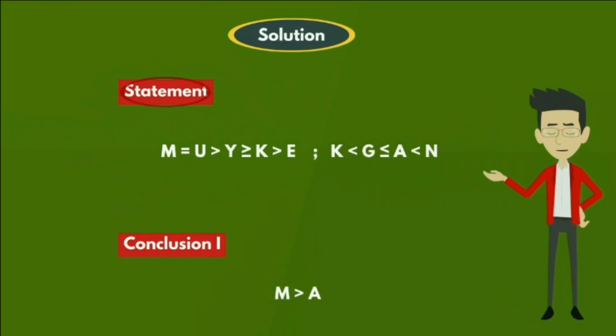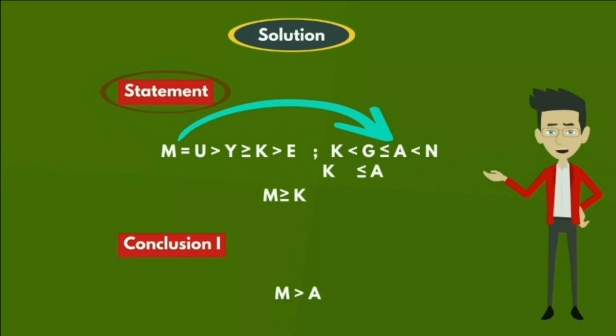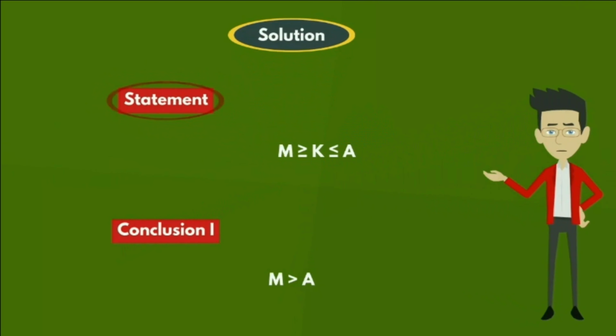Here in the statements, we don't have a direct relation between M and A, but we can combine these statements. Here we have a relation from M to K and K to A. So we will get a relation from M to A. Here in this statement, K less than or equal to A. So here M greater than or equal to K less than or equal to A.